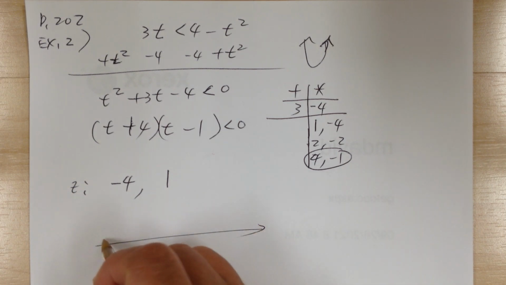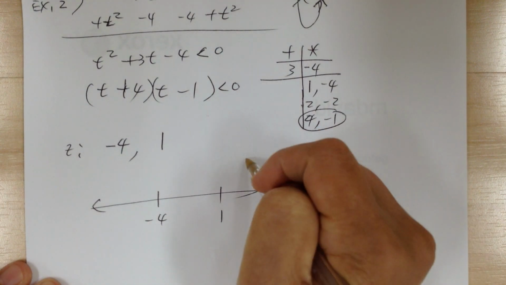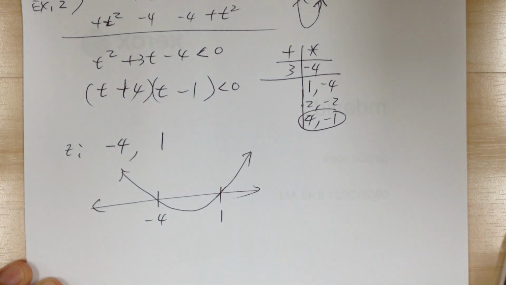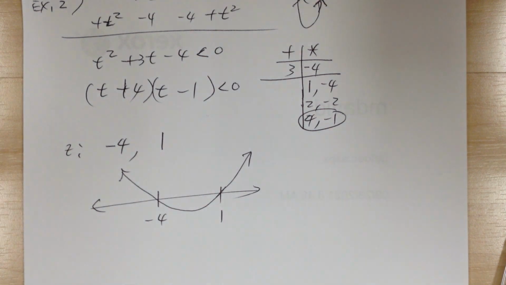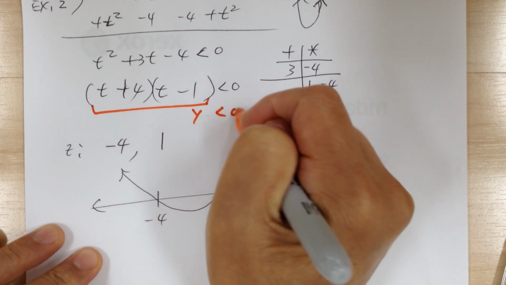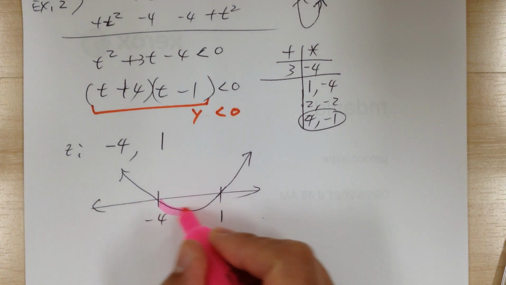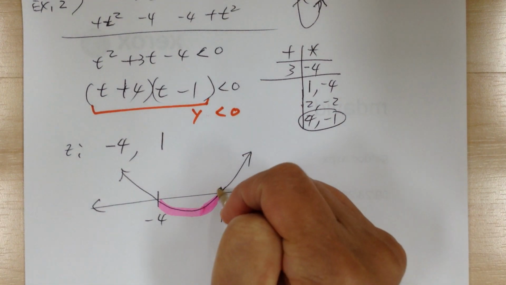Okay, so let's go and sketch. You're going to get -4 here and 1 here. So your graph is going to look something like this. But remember, you have to think of this as a y. Remember, y is a function of x. So think of this as y, so y is less than 0. You have to look at this graph. Which part is y less than 0? Well, it's right over here.